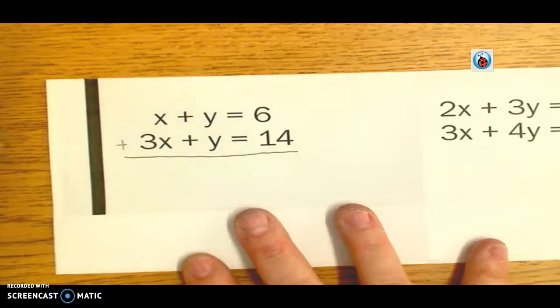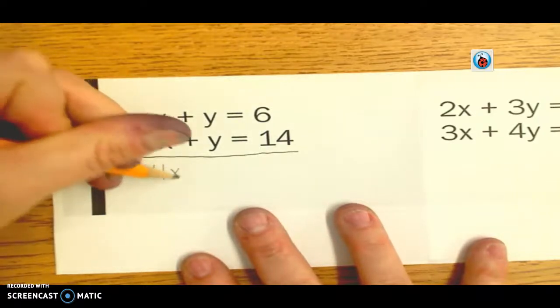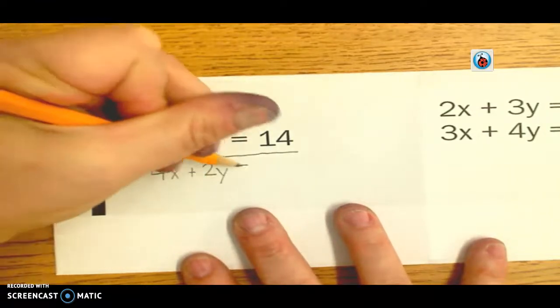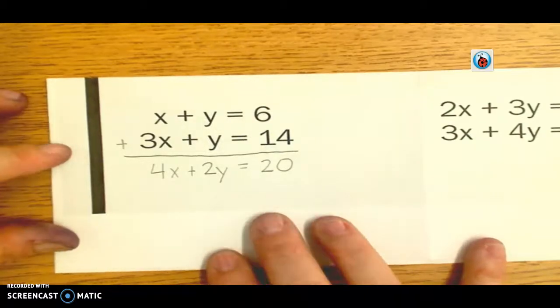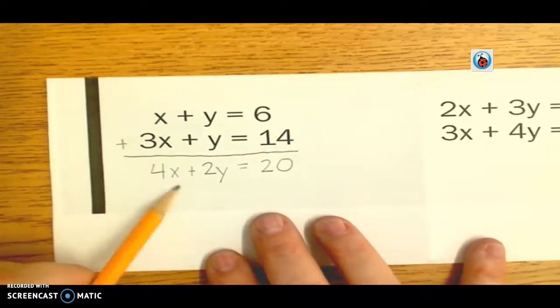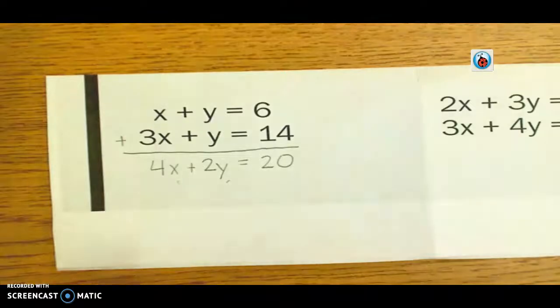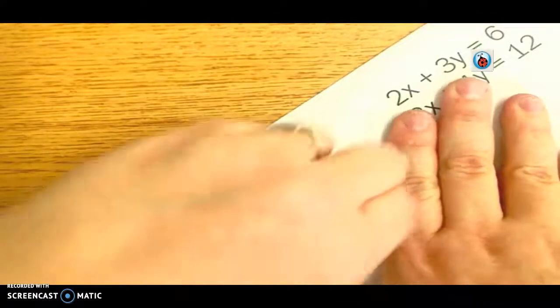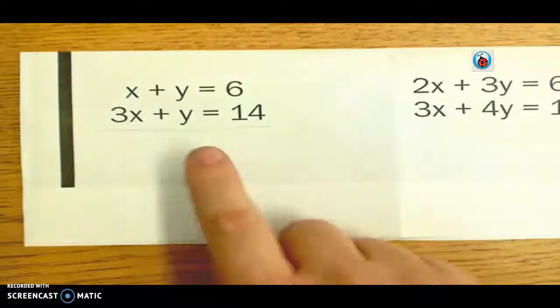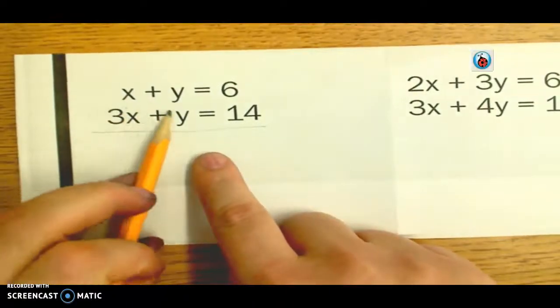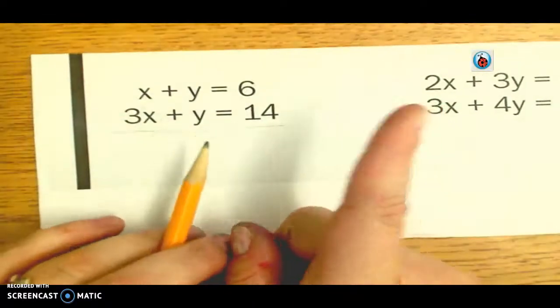So if we add these, all right, I get 4x plus 2y equals 20. Well, that did not help me whatsoever because I still have two variables. So this is where you have to get your mob boss status on, all right? I need to eliminate either the y or the x.